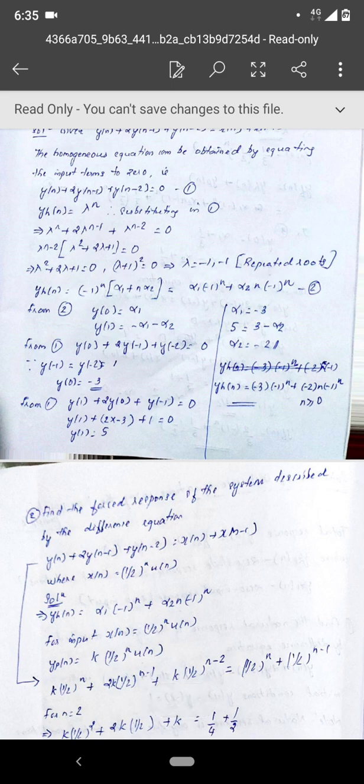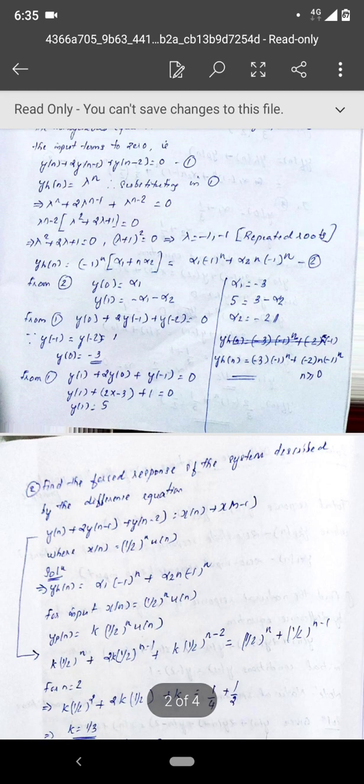Remember, even though it appears to be in the form of a complementary solution, it is not a complementary solution. The thing is entirely different, but it seems like a complementary function. Okay, so we'll take that form, that is alpha 1 into -1, that is (-1) raised to n. The -1 is a repeated root, that will be coming outside the bracket. Inside the bracket we'll be having alpha 1 plus n into alpha 2.